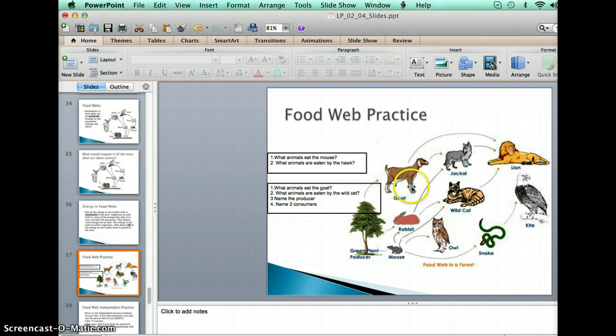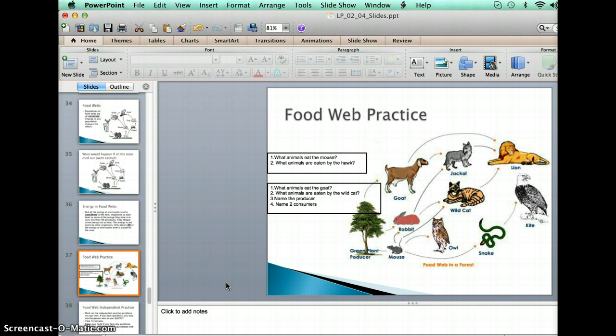Okay, what animals eat the goat? Hopefully you wrote lion and jackal. What animals are eaten by the wildcat? Hopefully you wrote rabbit and mouse. And then name the producer, this green plant right here. Name 2 consumers. You could pick any of these over here. So lion, jackal, wildcat, rabbit, any of those.